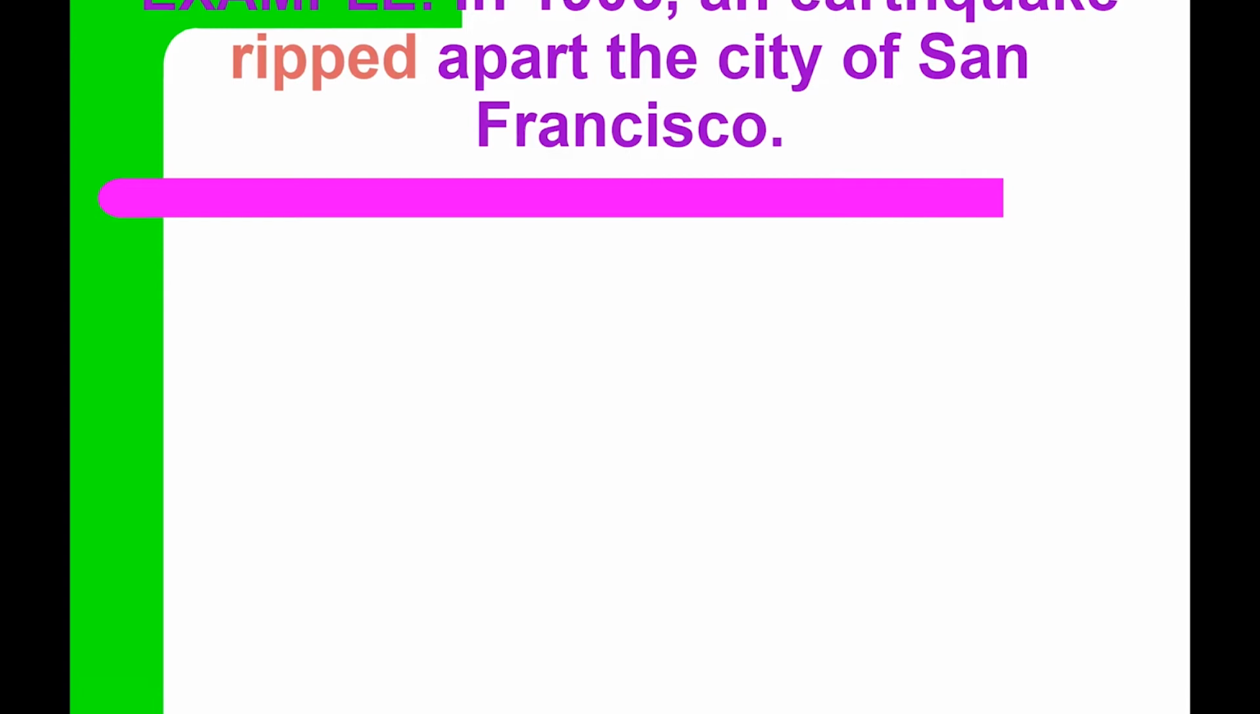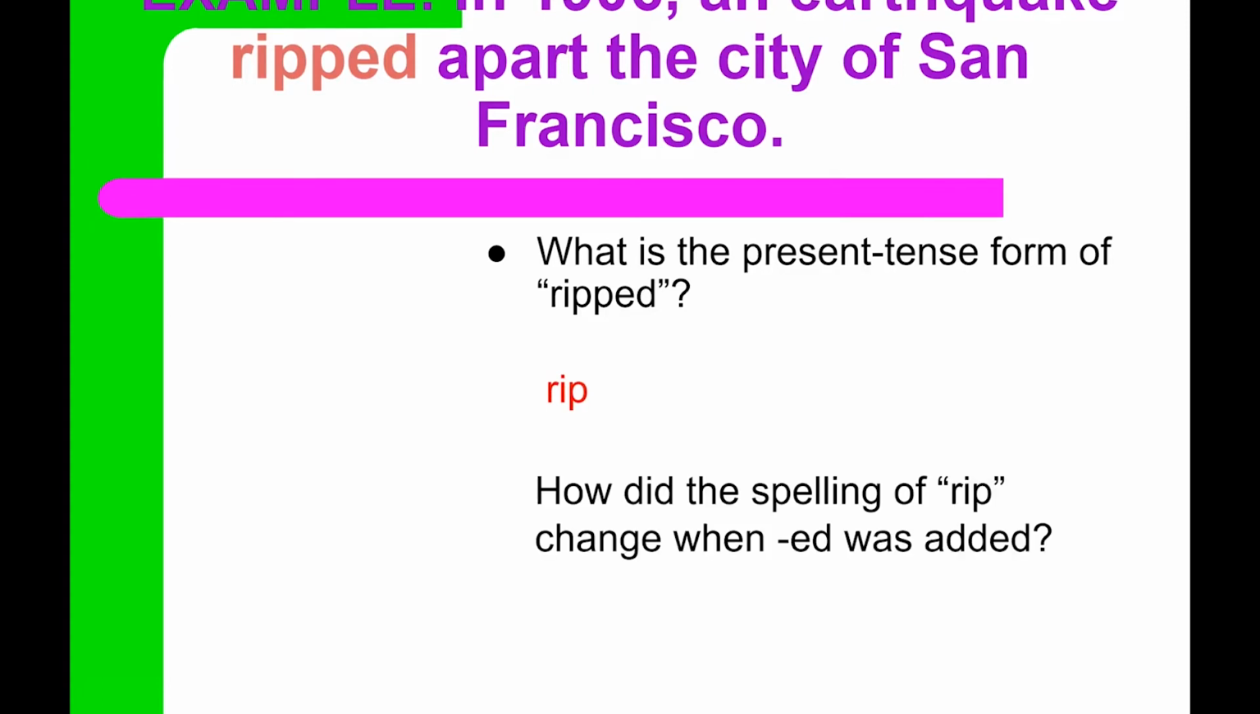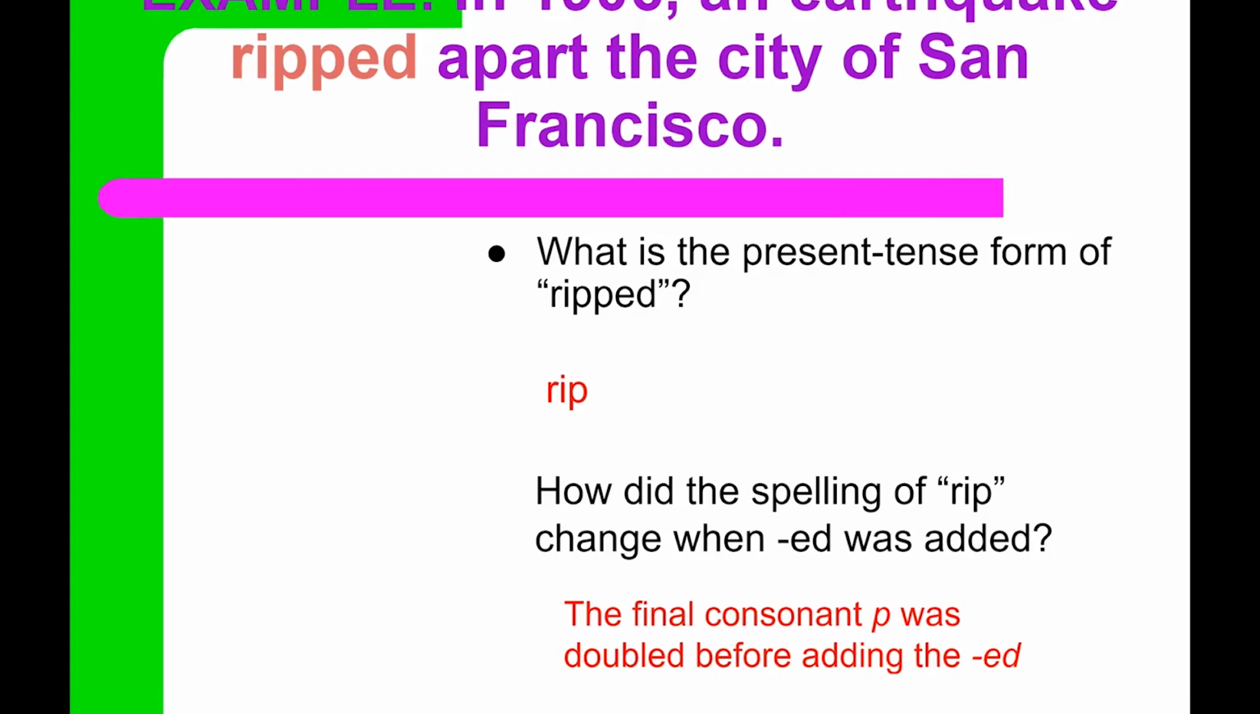Now let's look at this example. In 1906, an earthquake ripped apart the city of San Francisco. Now ripped is the past tense verb. What is the present tense form of ripped? Rip. How did the spelling of rip change when ed was added? If you remember, we double the p before we add the ed, and that's how we get rip to change to ripped.